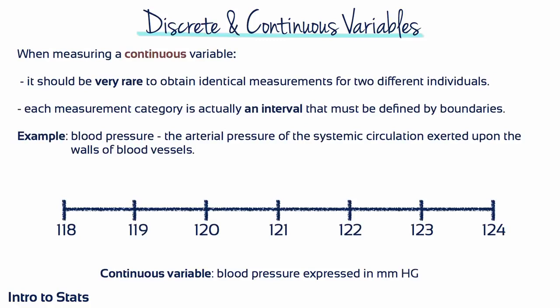Let's take a closer look at continuous and discrete variables. It's rare for continuous variables to be identical for two different individuals. Each measurement category is really an interval defined by boundaries. If we measure blood pressure to 4 decimal places, we'll observe that every person is different from the next. Those values to 4 decimal places fall on a continuous line that can be divided into specific categories defined by boundaries. 118, 119, 120, 121, and so on.